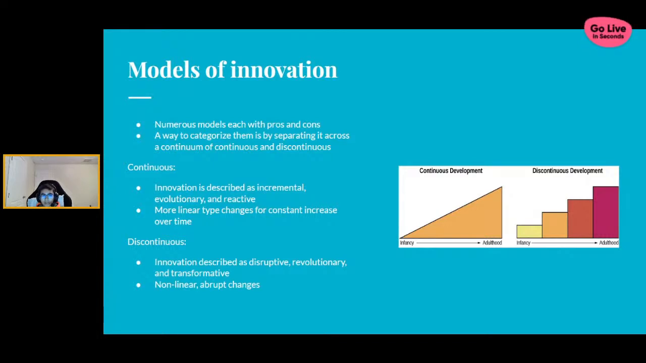However, discontinuous models of innovation are described as disruptive, revolutionary, and transformative. They are nonlinear and abrupt changes. As you can see in the image, the continuous development is a smooth triangle with a straight linear line of constant increasing innovation over time. However, discontinuous development is a bar graph where there are sudden jumps in innovation.